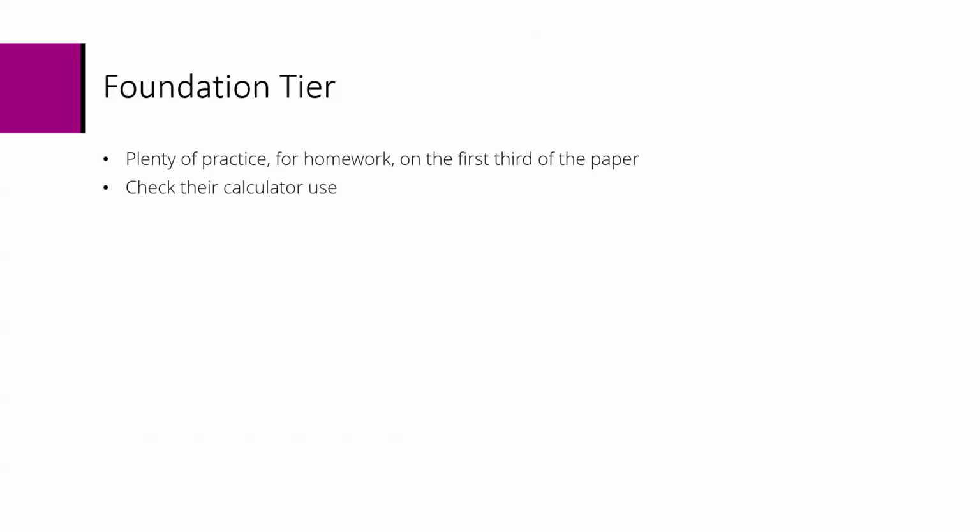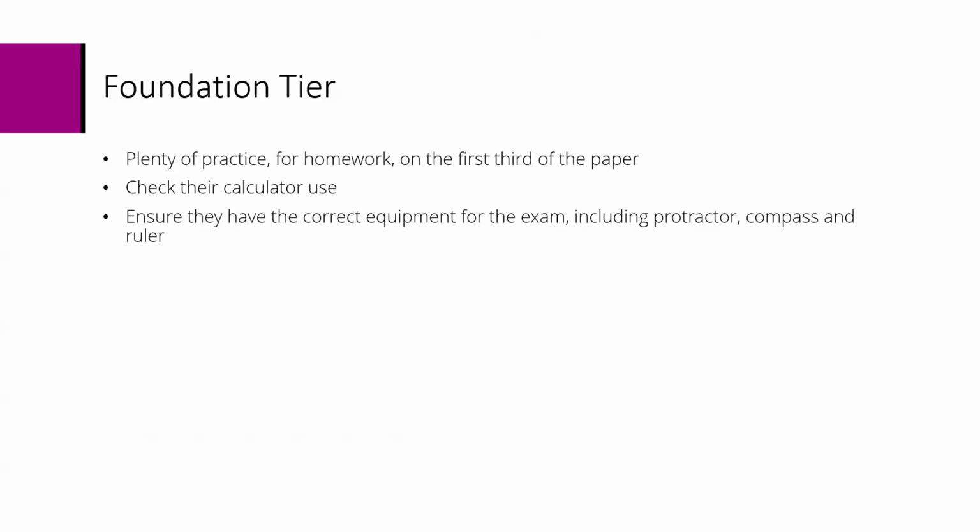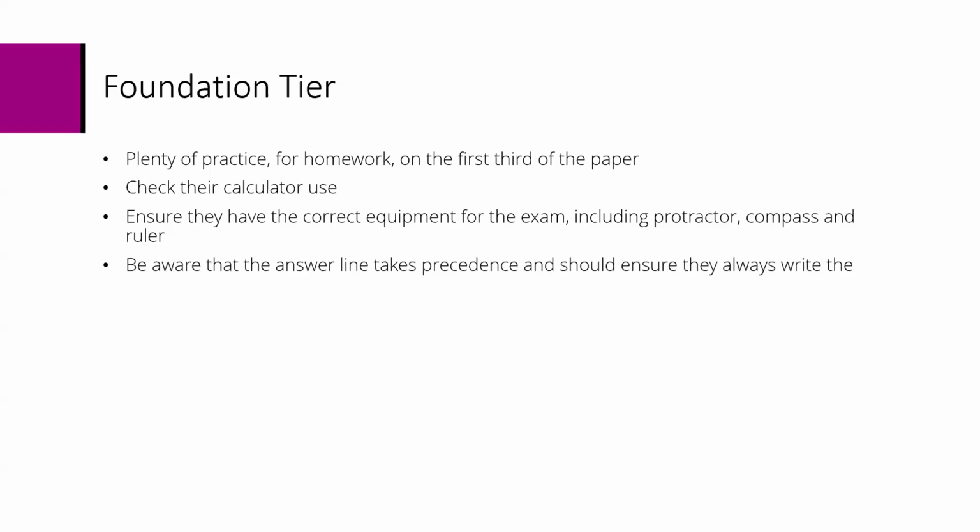Okay, foundation tier. Quick summary of it before we move on to the higher tier. So we've got plenty of practice for homework on the first third of the paper. Check that they know how to use things like cube roots on their calculator. Ensure that they've got the correct equipment, including protractor and compass and ruler. And be aware that the answer line takes precedence. They should ensure they always write the correct answer there. So if they've done 2 solutions, whichever answer is on the answer line, the examiner will mark the solution towards that.